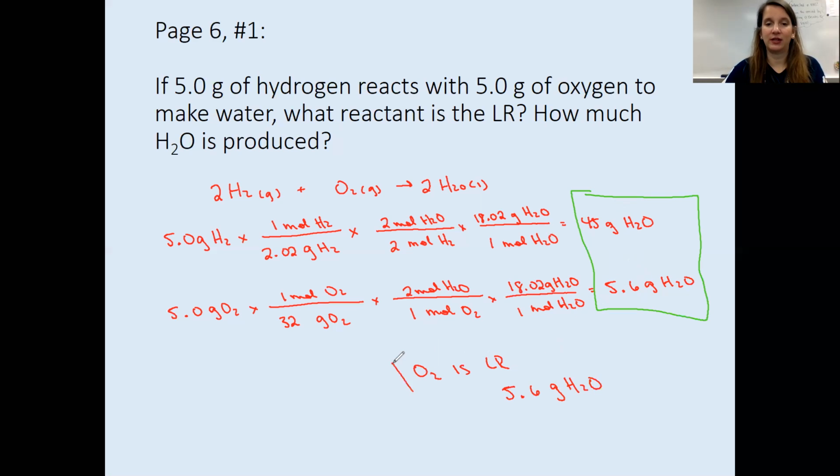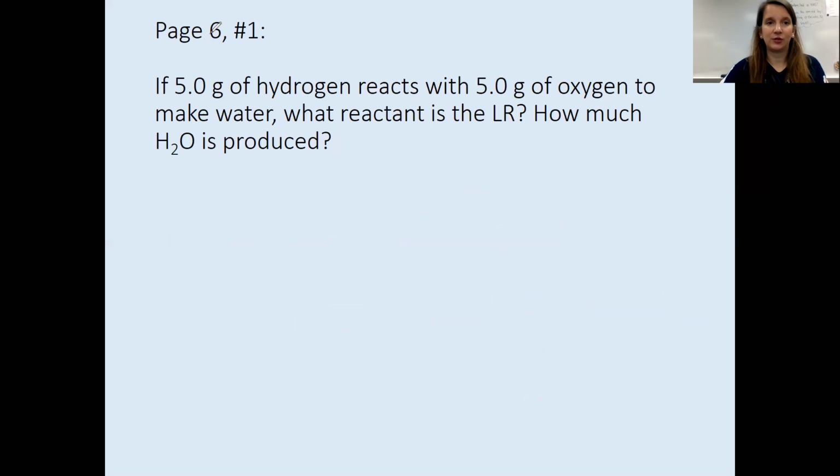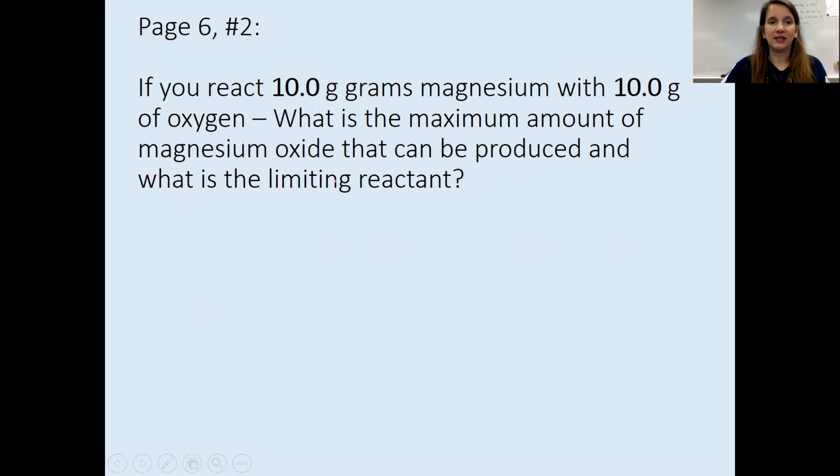That would be our answer down here. All right, let's take a look at the next question. This one says if we add 10 grams of magnesium with 10 grams of oxygen, what's the maximum amount of magnesium oxide that can be produced?